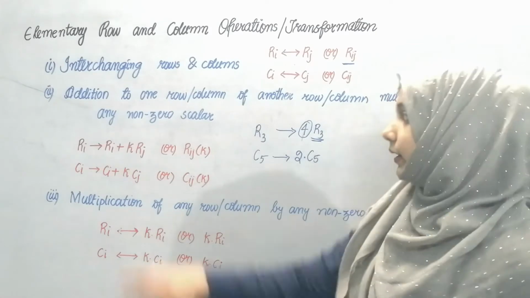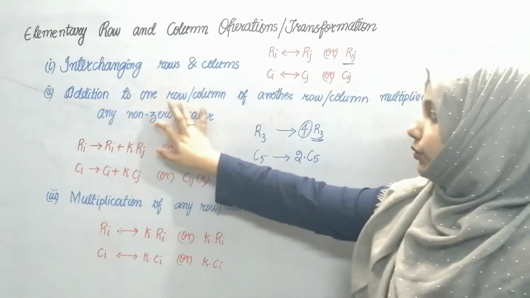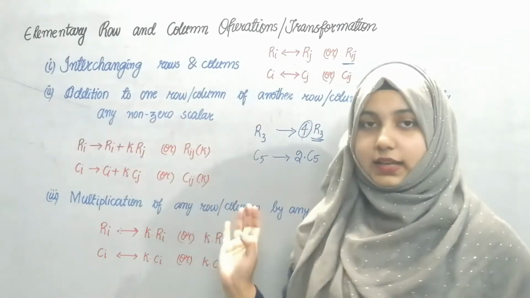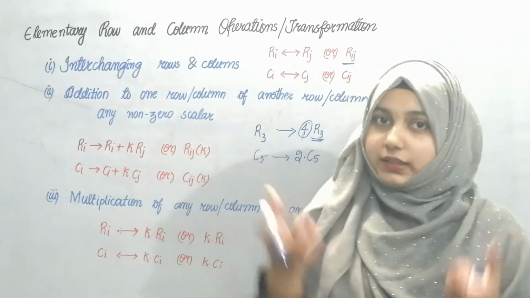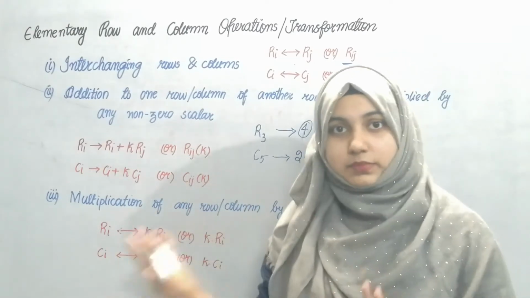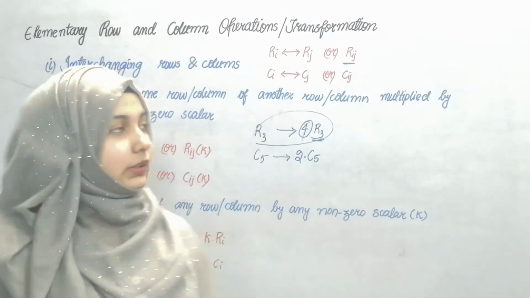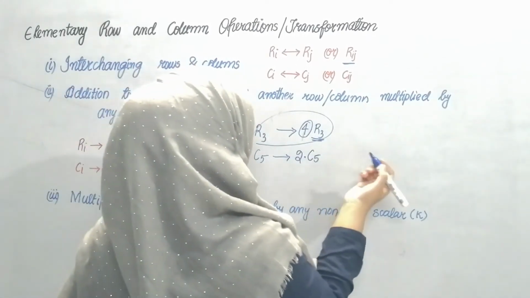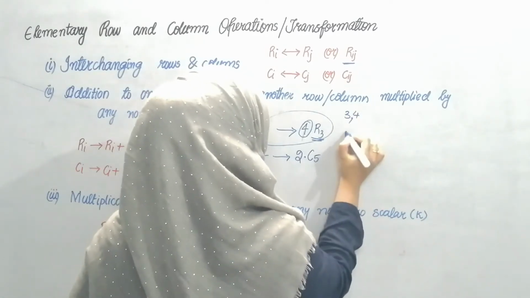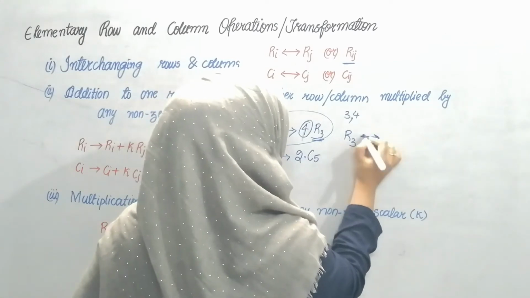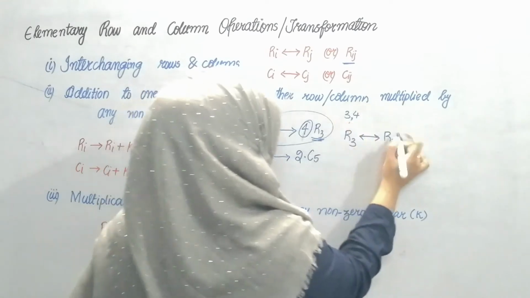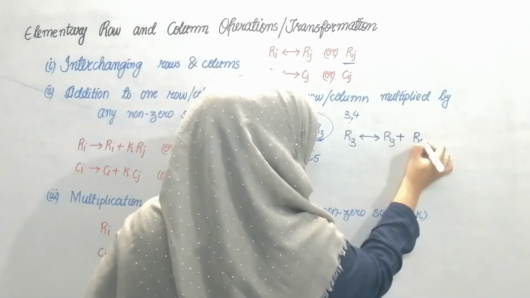Getting clear? Next one. Addition. Addition of one row or column to another row or column multiplied by a non-zero scalar. Means what? You're going to add one row with another row or one column to another column along with some scalar, multiplied with some scalar. Let's see here. Example, suppose I want to add third and fourth rows. Okay, third and fourth rows. So what happens? My third row is now becoming what? Row 3. I'm going to add row 4, so row 3 plus row 4.